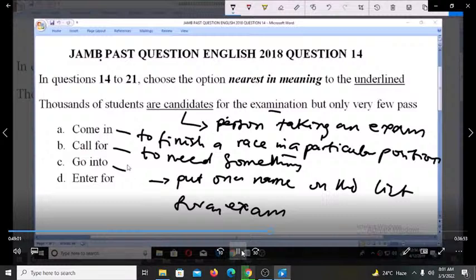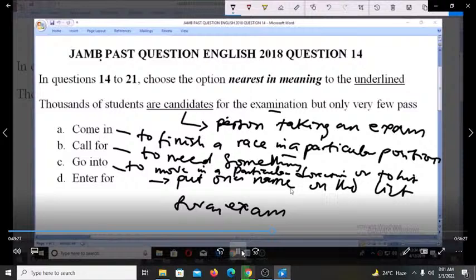Go into simply means to move in a particular direction or to hit something violently. When you say a car skidded and went into the tree, it means to move in a particular direction, or to hit something. So you can see that the one that is very close to this, looking at the context, thousands of students are candidates for an examination.